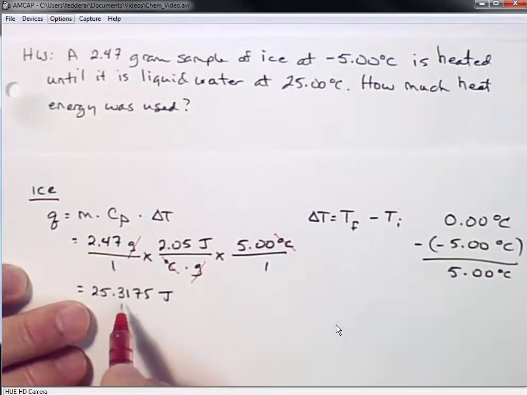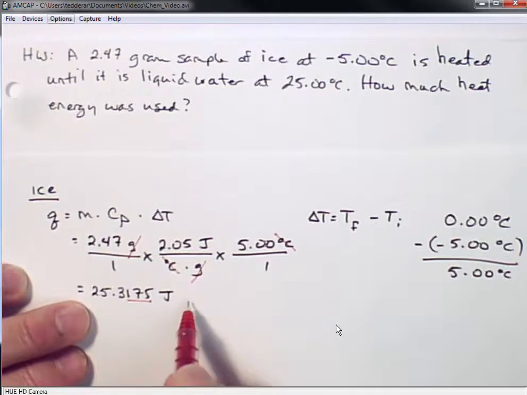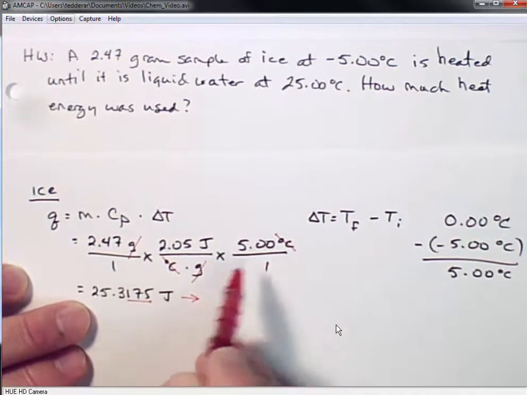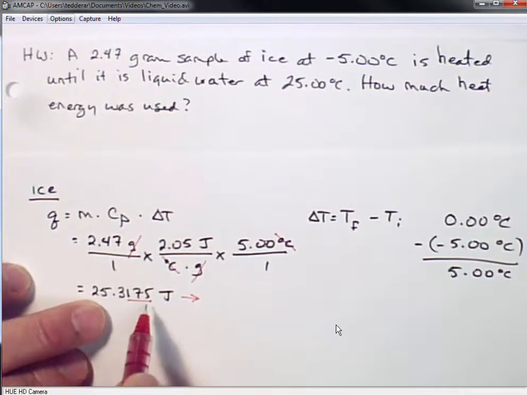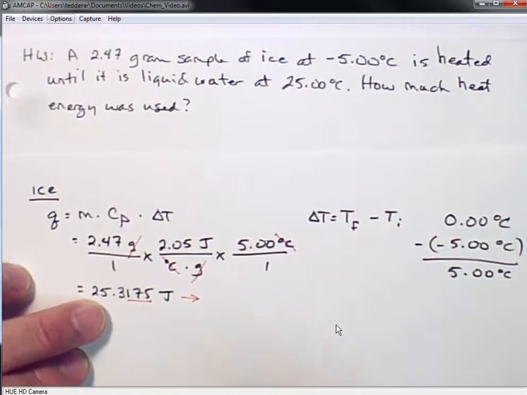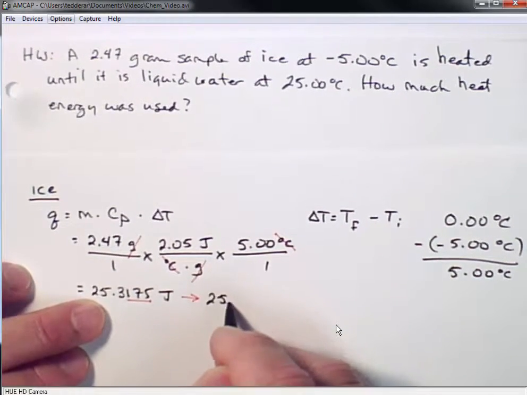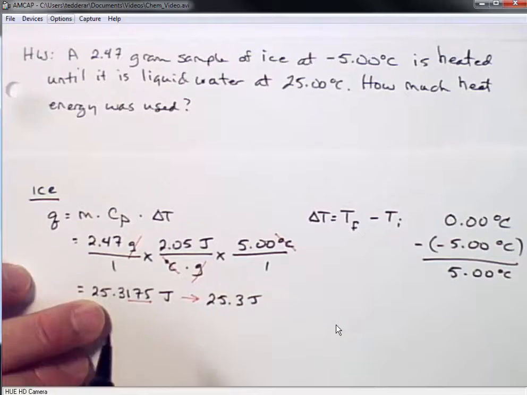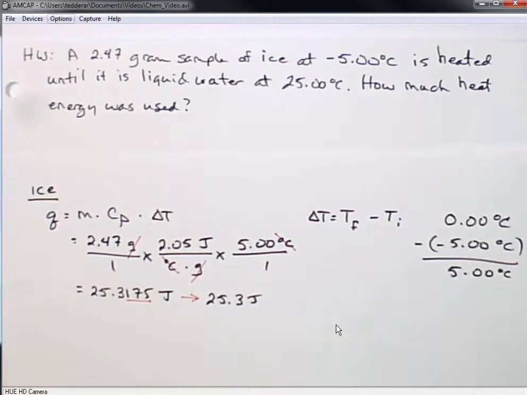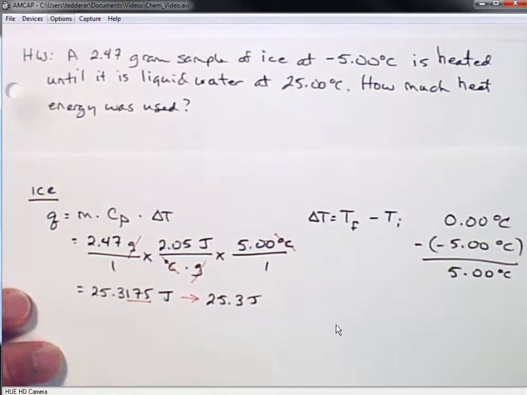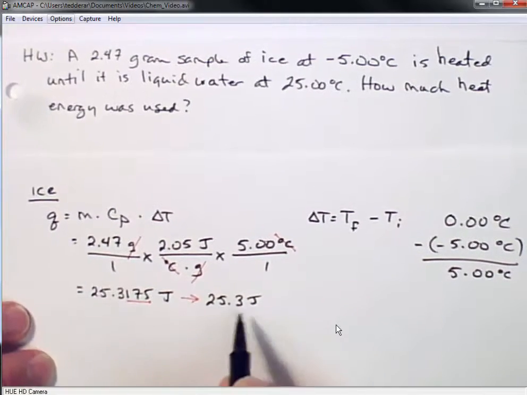We're going to count 1, 2, 3 and underline all the insignificant digits. Draw an arrow to show that we're rounding off. That's required. Underlining and arrows are required just as the cancellation is required. Underline the insignificant digits and round off to 25.3 joules. And that's the energy used or put into our sample of ice to get it up to the point where it starts to melt. Okay?